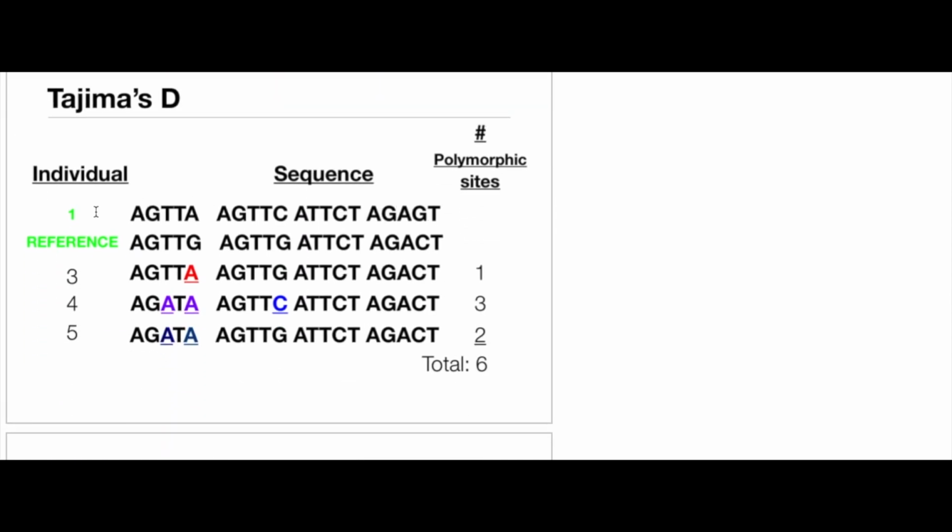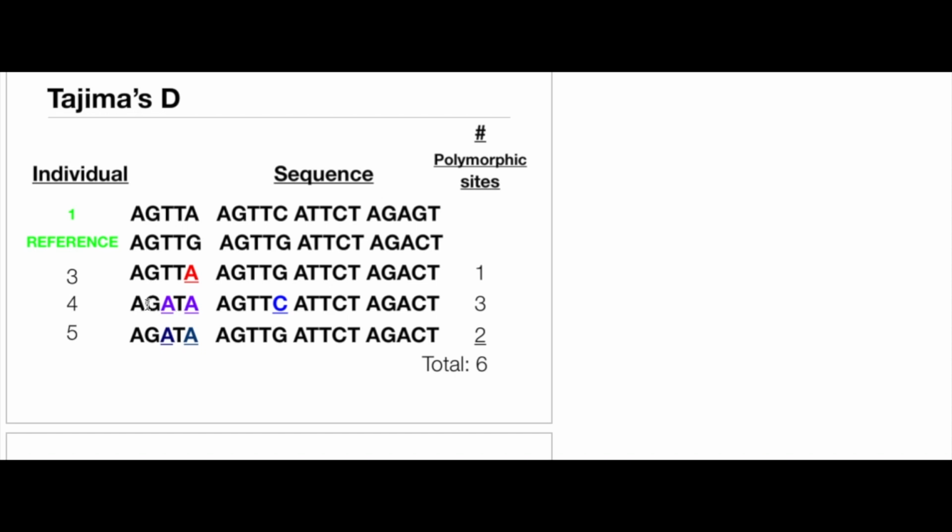Let's see if we use the second individual as a reference. We do the same as we did before. We compare the third individual to the second, the 4th individual to the second, and the 5th individual again to the second, just by looking at the sequences to see if they are the same or different. We can see here, this sequence and this are different, and it's only different by 1 nucleotide. So the number of polymorphic sites is 1.